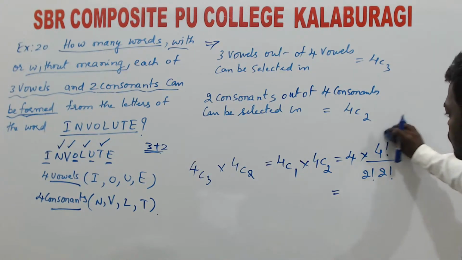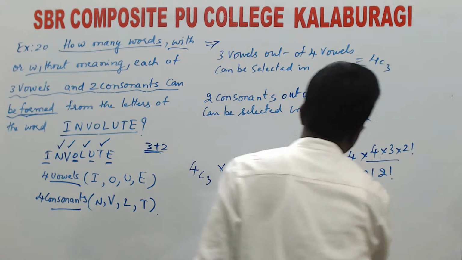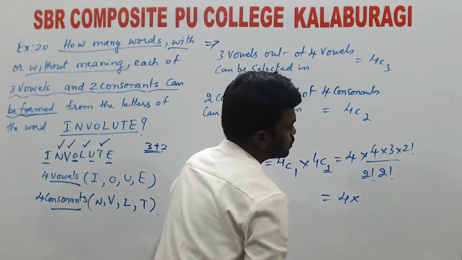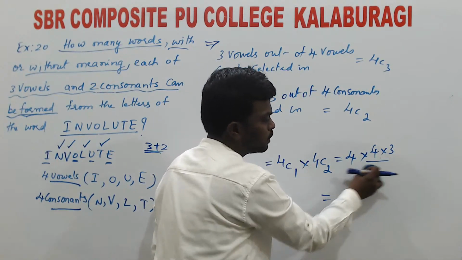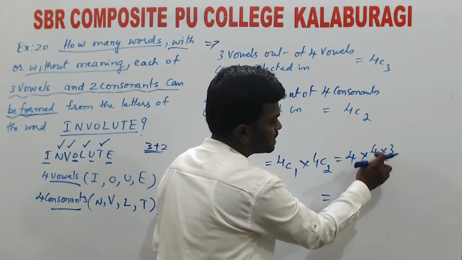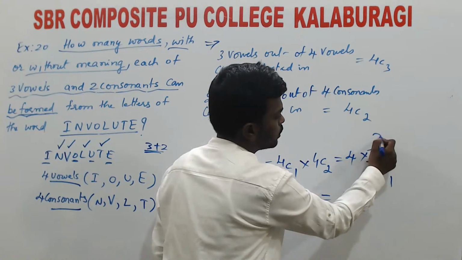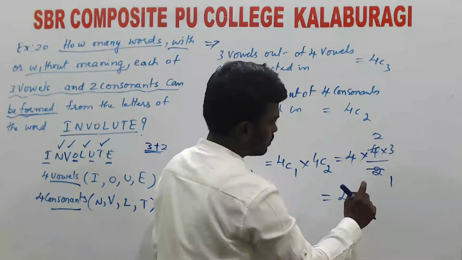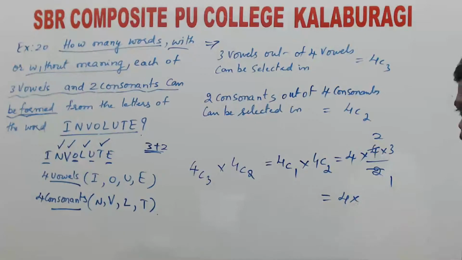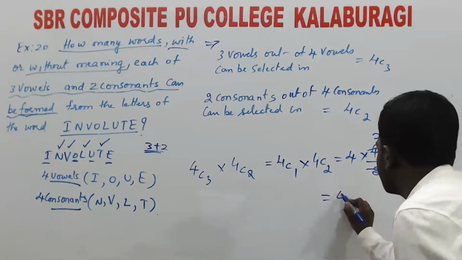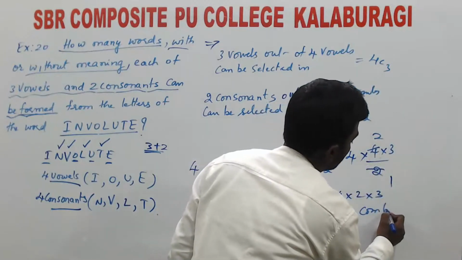Can I write 4 factorial as 4 into 3 into 2 factorial? So what will I get? 4 into 3, and this 2 factorial cancels. Okay, so 2 factorial is nothing but 2 into 1, which is 2. So 4 into 3 by 2 is 6. Then 4 into 6 is 24. So we got 24 combinations.